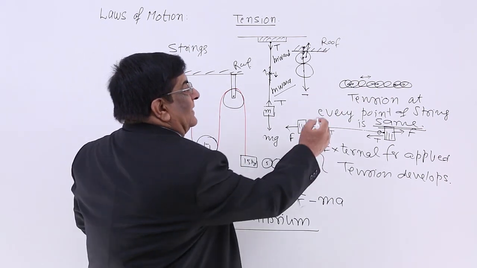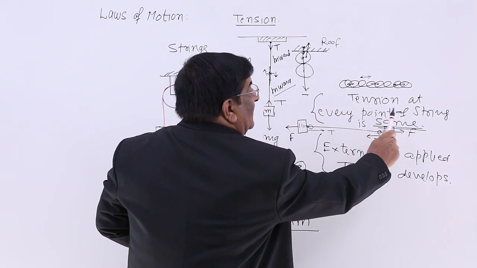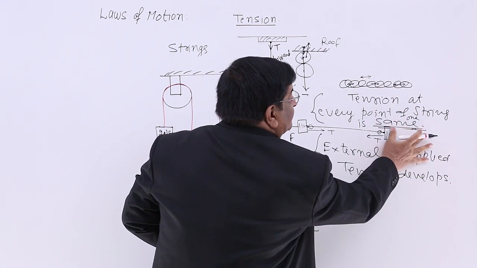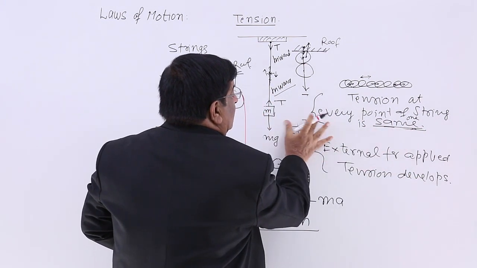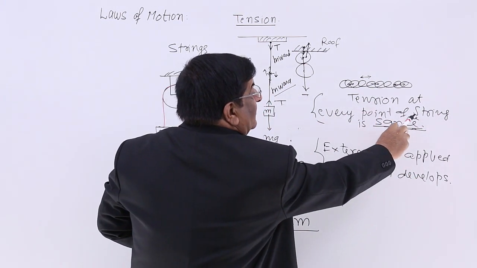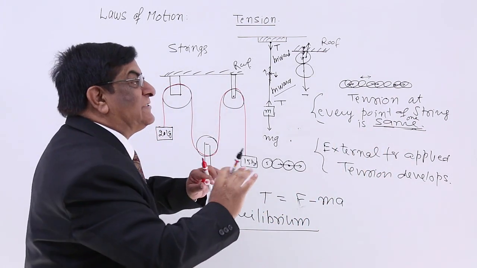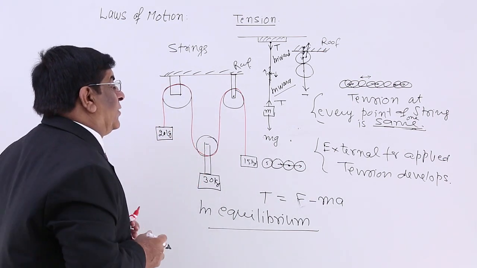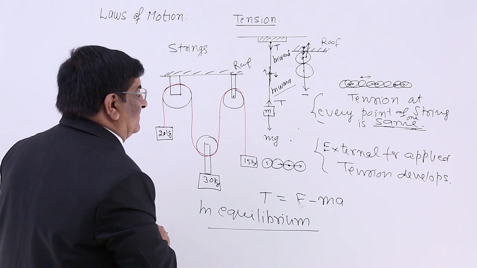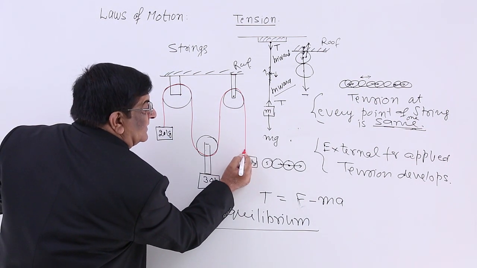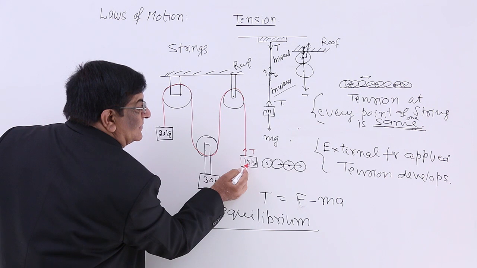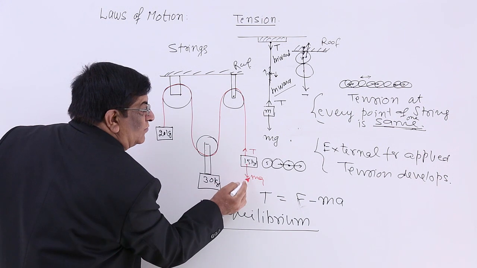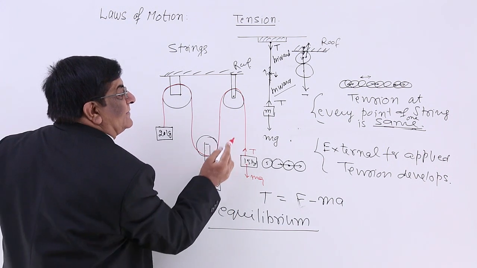So here it is. Tension at every point of a string is the same. So tension at every point of one string is the same. When the string changes, tension may change. So here the tension at every point is the same. Now come to the direction. At this point the direction of tension is upward. Why? Because this force is applied downward. If this force is trying to push it downward, the tension will push it upward.